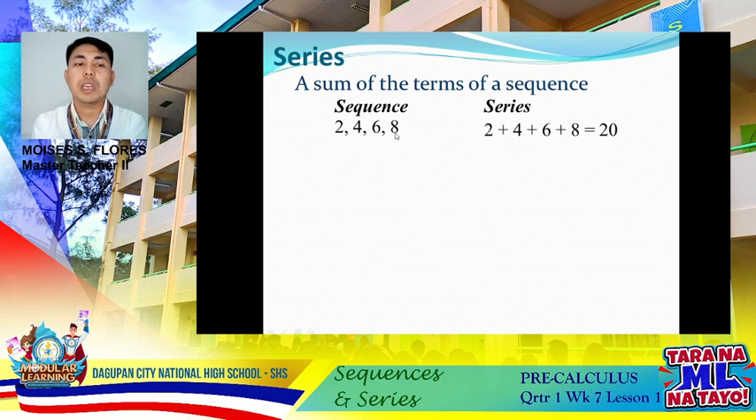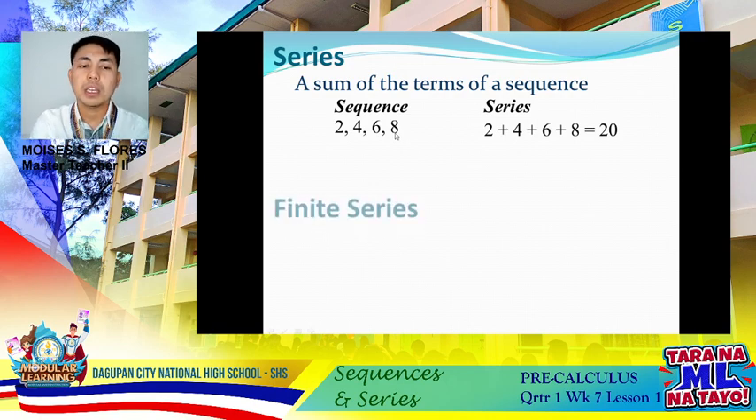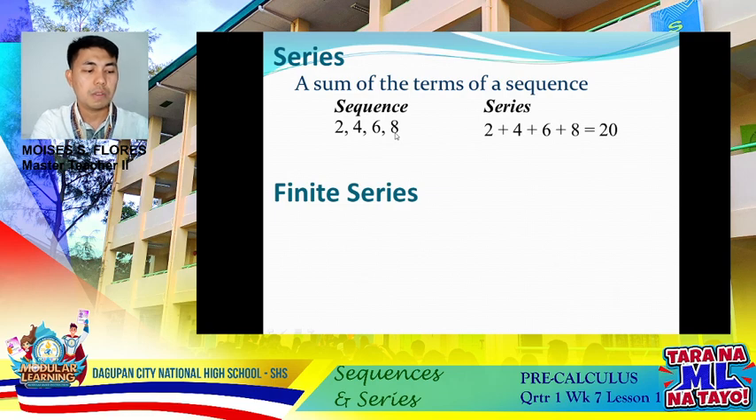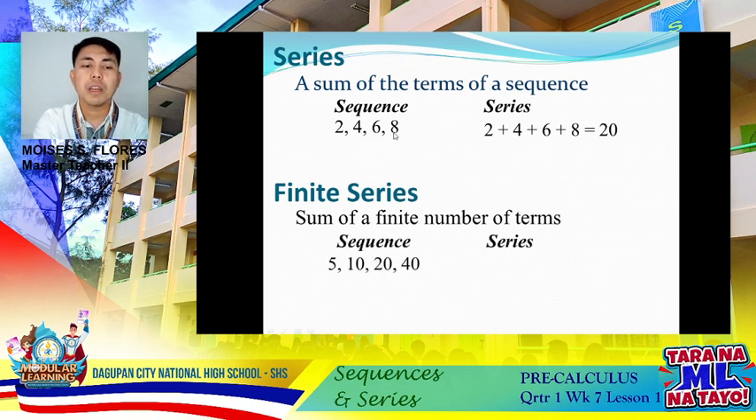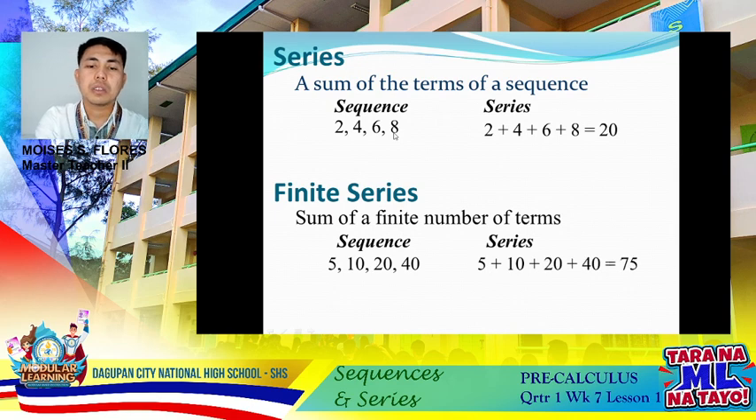There are two classifications of series, and the first is the finite series. When we say finite series, it is said to be what? The sum of a finite number of terms. So from the given exact number of terms, it's just a matter of adding. Again, we have 5, 10, 20, 40. So therefore, in series, 5 plus 10 plus 20 plus 40 equals 75. So that is for a finite series. We simply add the finite number of terms.